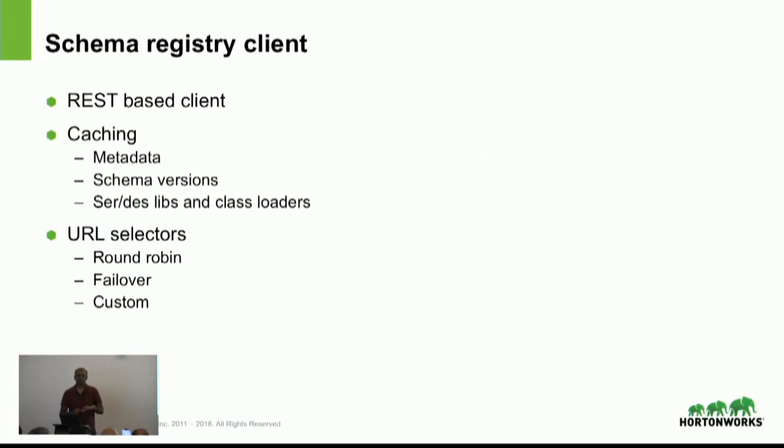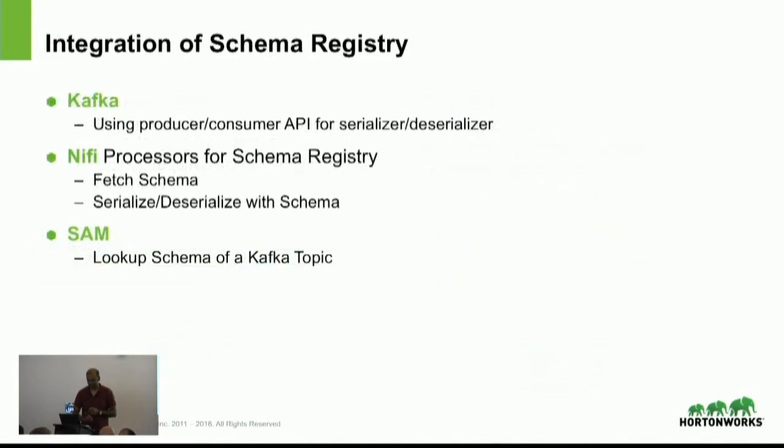And URL selectors: if you have multiple schema registry clients, think of it like bootstrap servers in Kafka. You give a bunch of servers listed in the URL in the configuration, and we go through them in round robin fashion to hit one of the servers to get the data. So far, the integration of schema registry has been with Kafka, NiFi, SAM, which I'm going to talk about, as well as Storm. We are working with other communities to get this integration into other products as well.